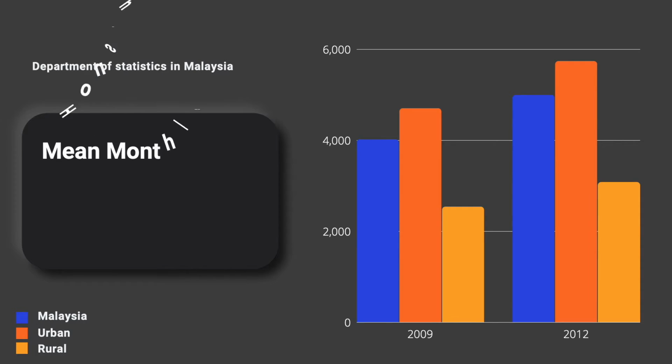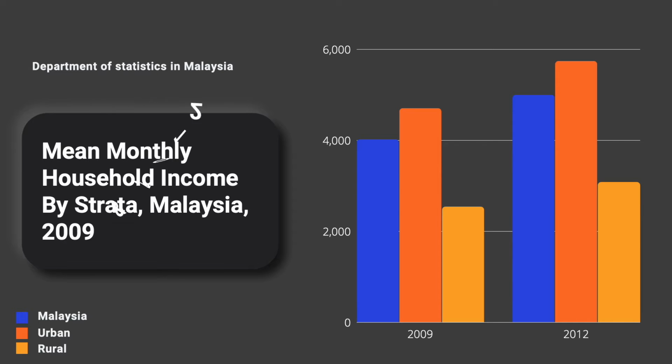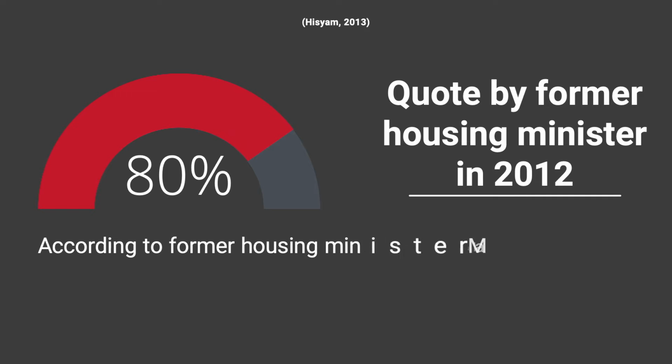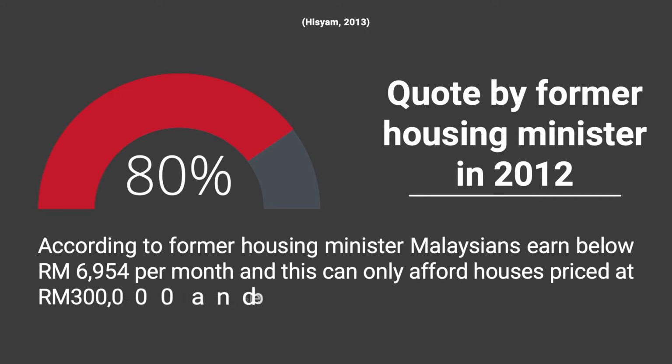In addition to that, the Department of Statistics Household Income Survey in 2012 showed that approximately 80% of Malaysians earn below 6,594 ringgit per month, and this can only afford houses priced at 300,000 ringgit. Housing affordability has been the key issue for middle-income workers, and it has left them in a deadlock, and there is an imbalanced demand and supply in the housing sector.